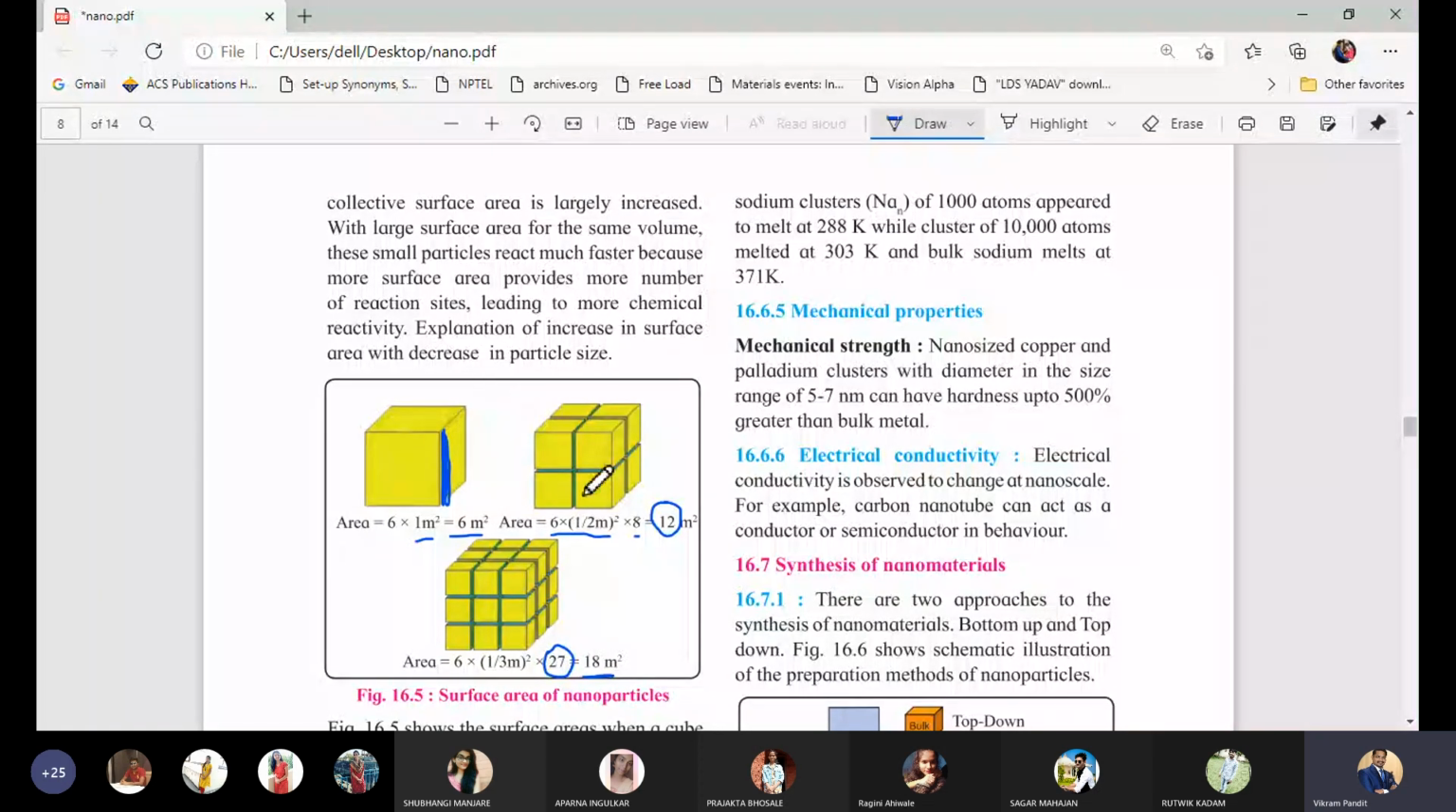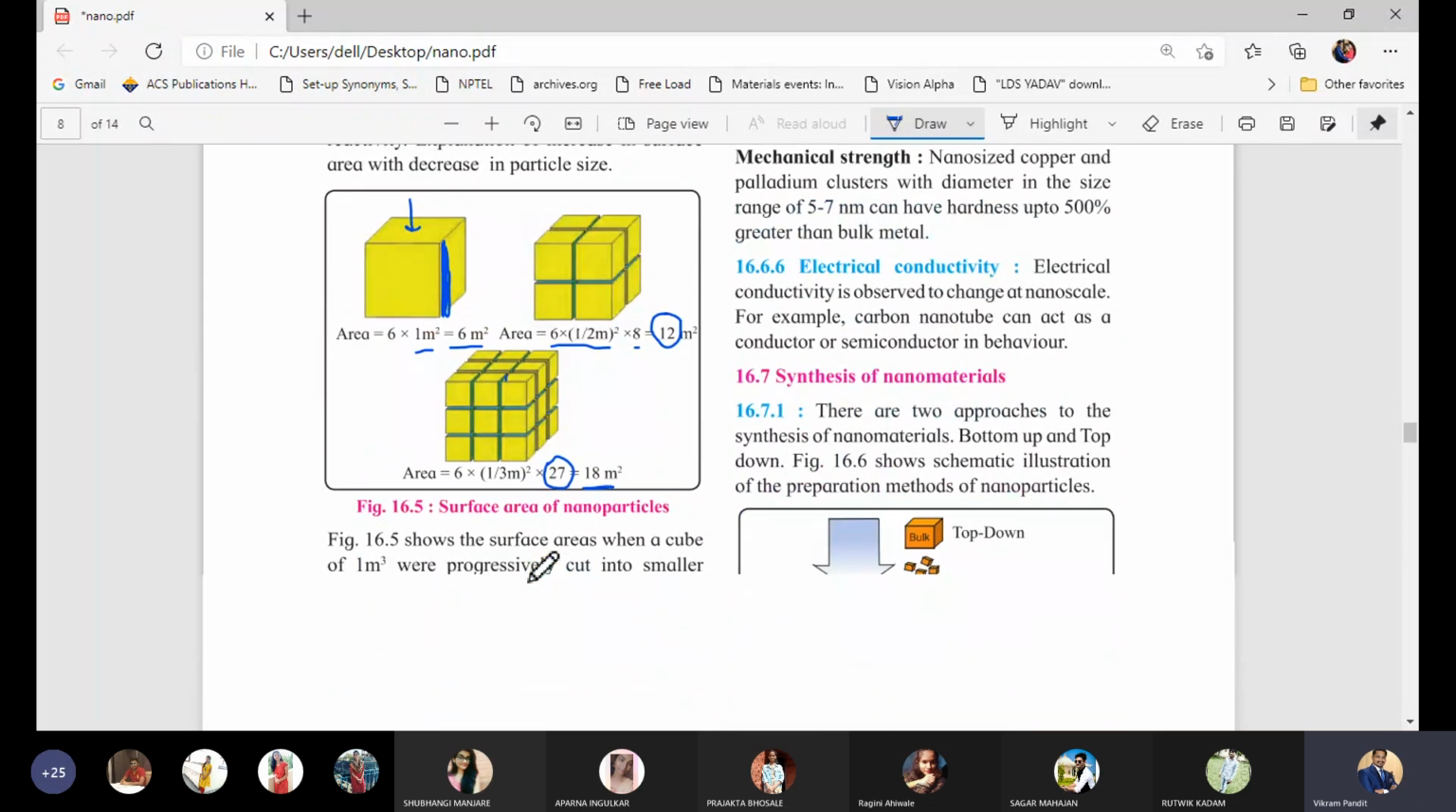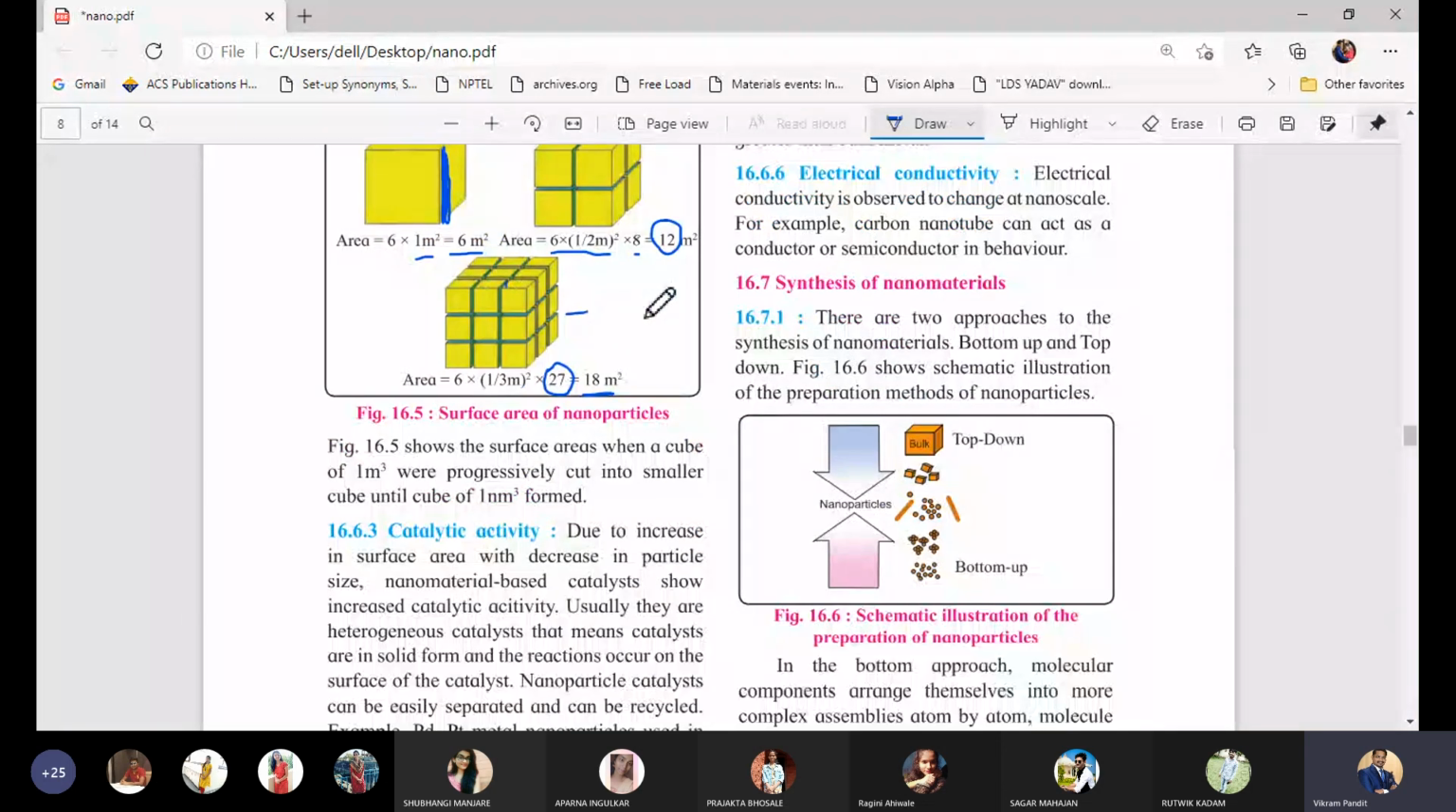Okay, so the more apertures, the more sides are vacant now. See here, if you put a solution, the solution will only go on these 6 sides. But here, if you put it, it will go inside this. Therefore, the surface area is more. So this can be discussed with the help of size.